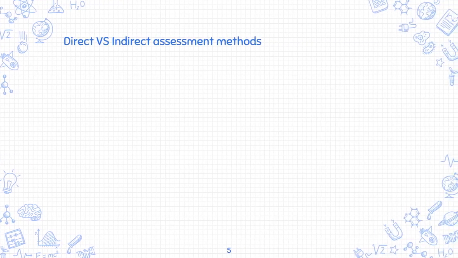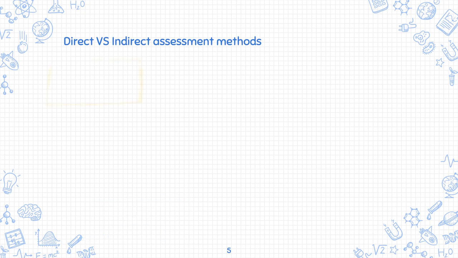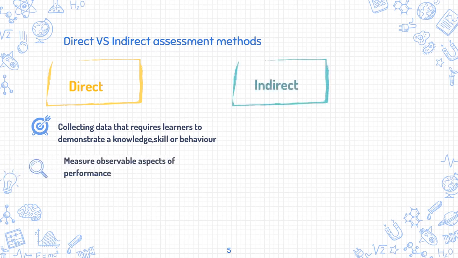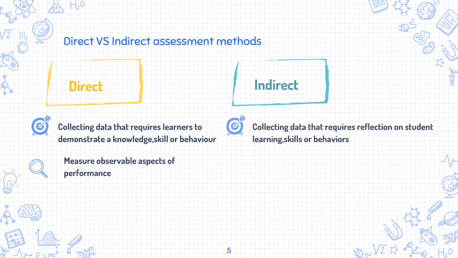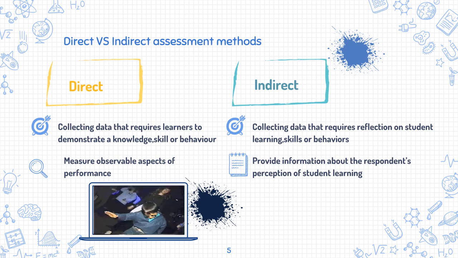Once the purpose of the assessment is defined, the next step is choosing an appropriate assessment format for your items and tasks. Assessment experts refer to this step as the match between assessment format and measurement goal. First, within this framework, the distinction between direct and indirect methods should be outlined. Direct assessment refers to any method of collecting data that requires students to demonstrate a knowledge, skill or behavior. They measure observable aspects of performance against measurable learning outcomes.